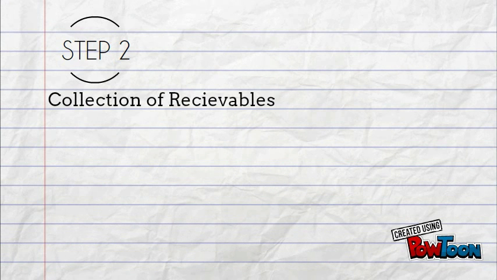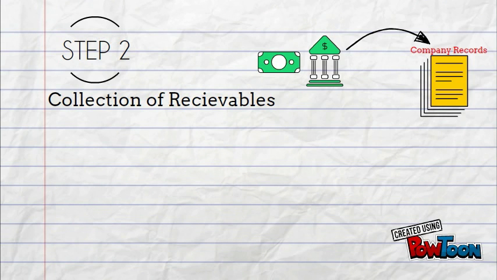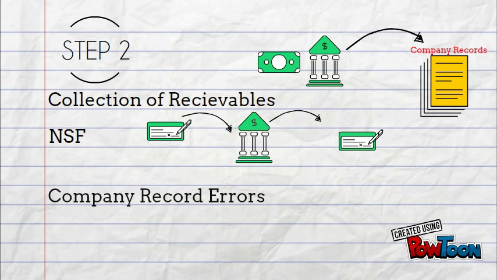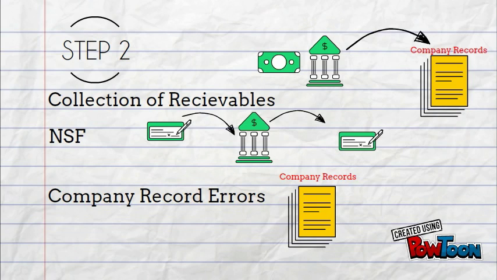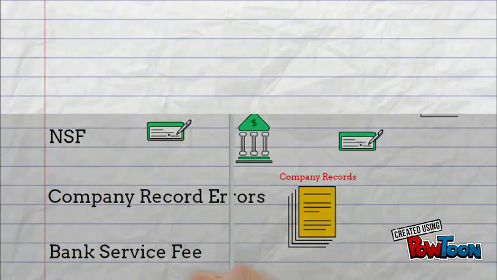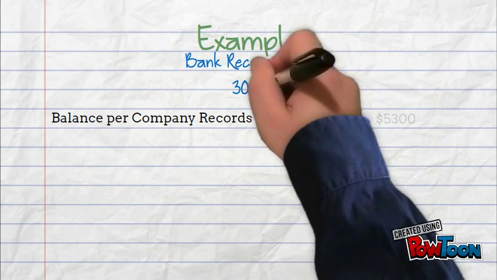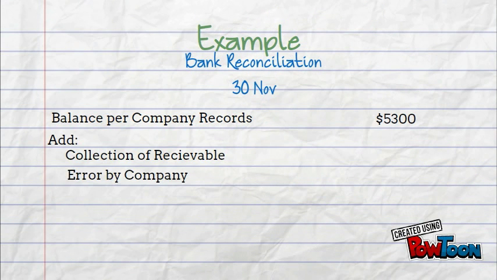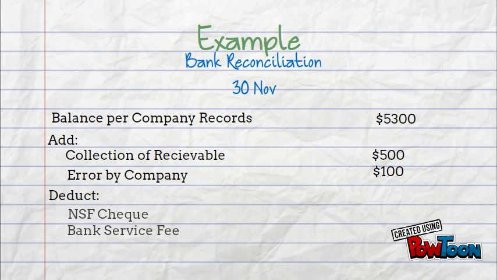The company's records need to be adjusted for several different reasons, including when the bank collects cash on behalf of the company, like the collection of a receivable or the collection of interest on a note, for bounced checks, for errors made by the company, and for bank service fees. So this is an example of the second step, where things like collections of receivables have been added, and bounced checks and bank service fees have been deducted. Errors made by the company can belong in either category depending on the error, and all of this will give us our actual cash balance.